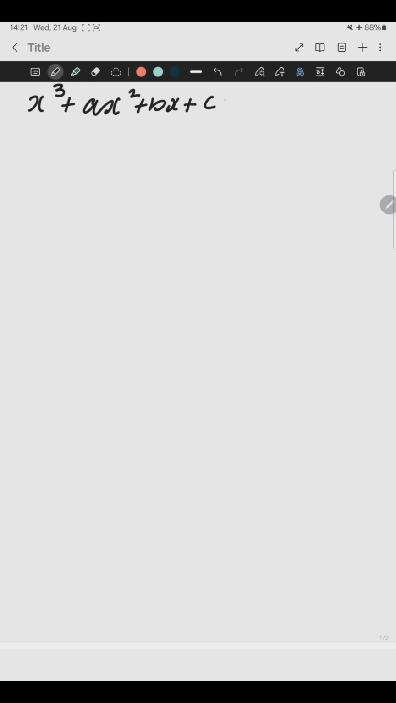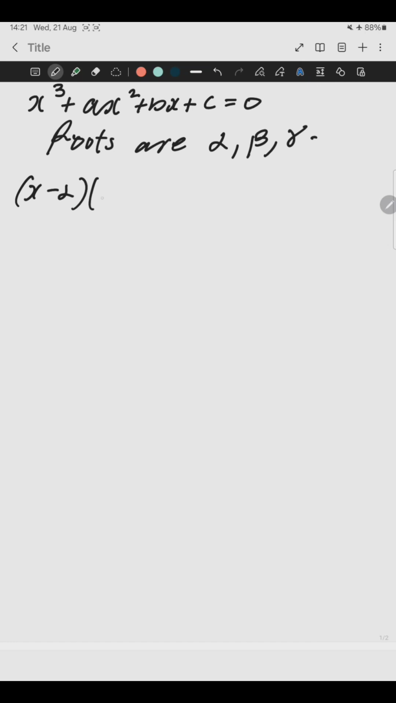Equation can be written as x cubed plus ax squared plus bx plus c is 0. And let's say its roots are alpha, beta, gamma. Now, if that's the case, then x minus alpha times x minus beta times x minus gamma is 0. And multiplying all that out, this is what you will get.